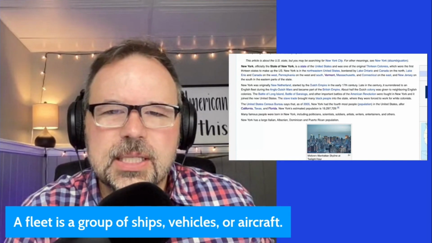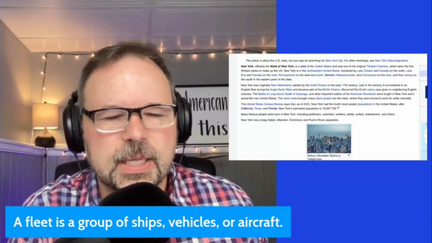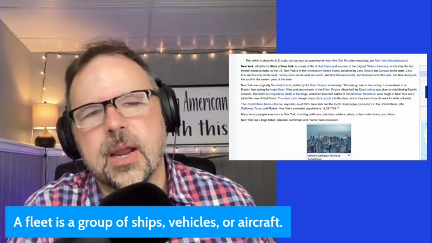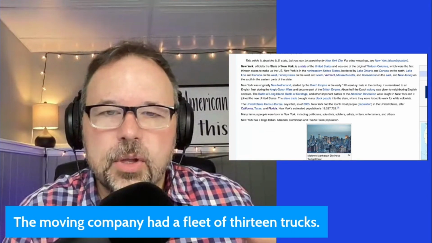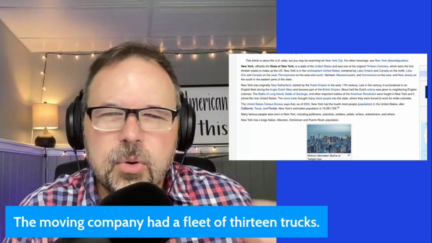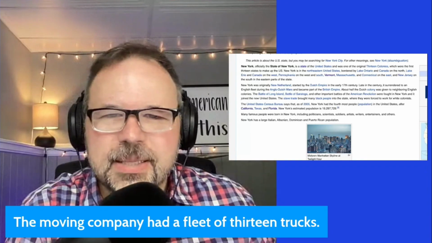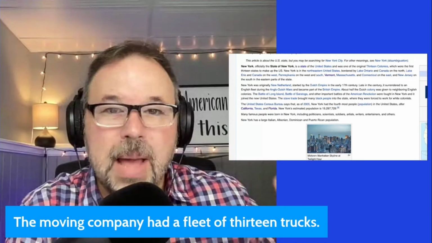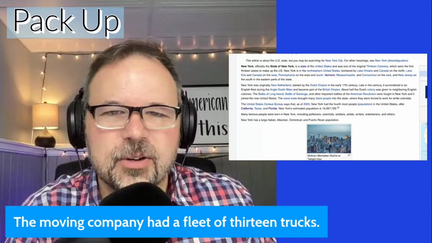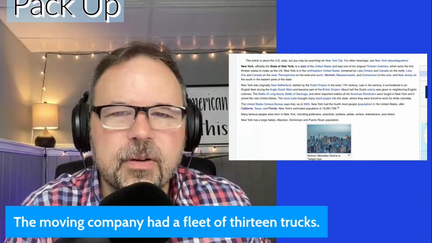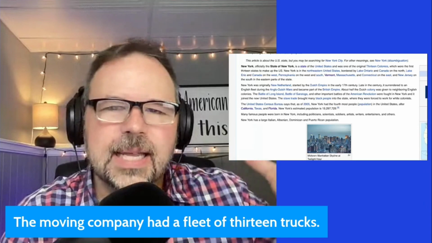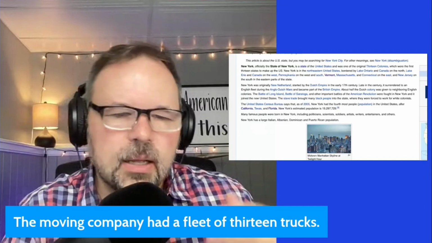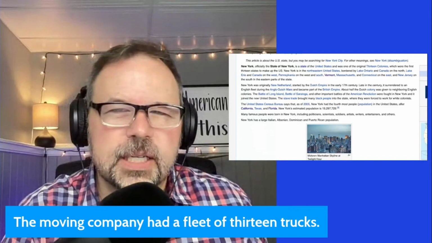And right down there, you can see I have a definition for fleet. A fleet is a group of ships, vehicles, or aircraft. An example sentence for you is right at the bottom. A moving company is a business that helps people move from one house to the other. They will pack up, another English phrasal verb, all of their furniture, all of their belongings, and help them move from one house to the other. The moving company had a fleet of 13 trucks.